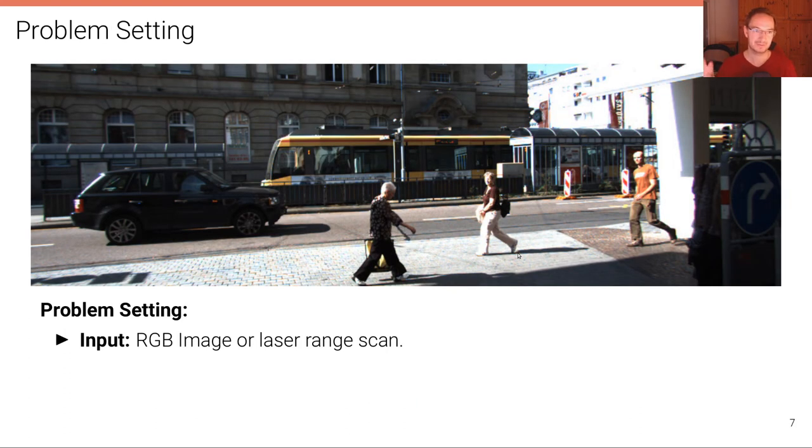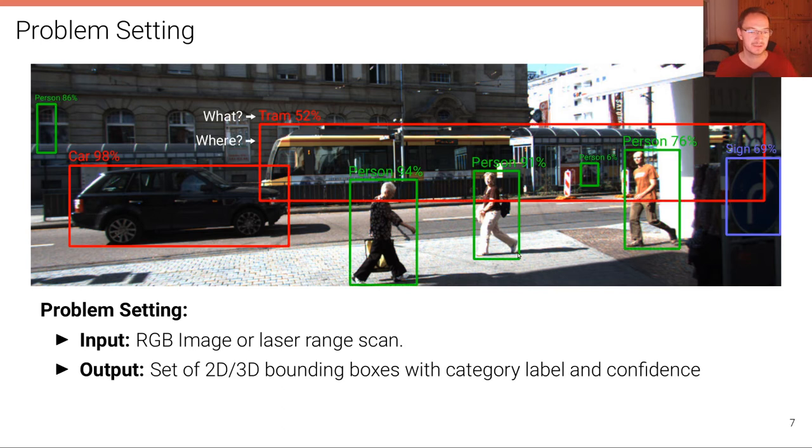Now let's look at this problem setting a little bit more formally. So what is it exactly? The input is often an RGB image or a laser range scan. And what we want to infer is a set of 2D or 3D bounding boxes with category labels and a confidence value. So for example, here we have detected a person with that bounding box here and the category person with a confidence of 94%. So almost all object detectors give you a confidence because the benchmarks and the downstream applications require that.